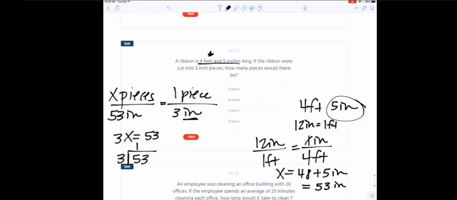3 goes into 5 one time. 3 times 1 is 3. 5 minus 3 is 2. I bring down the 3. 3 goes into 23 7 times. 3 times 7 is 21. There's 2 inches left over. So there's 17 pieces.